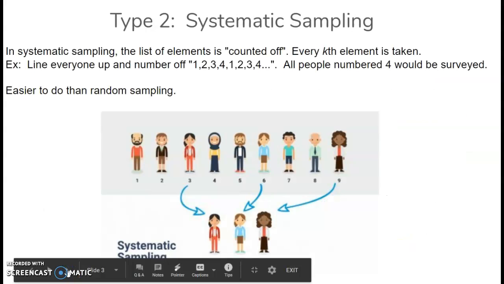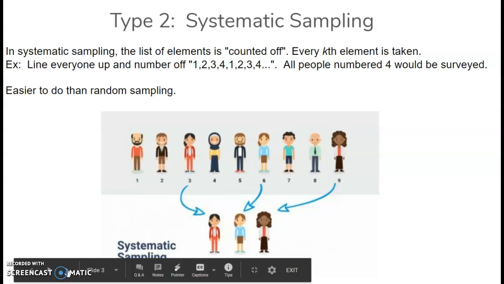Systematic sampling is where you line everybody up, or make a list of names, and you take every, in this case, third person or third item on the list. So I list them all up, I count them off, and every kth element, for example, every fourth, every third, every fifth, whatever, person would be surveyed. Person or object would be picked if we're trying to test something on an object.